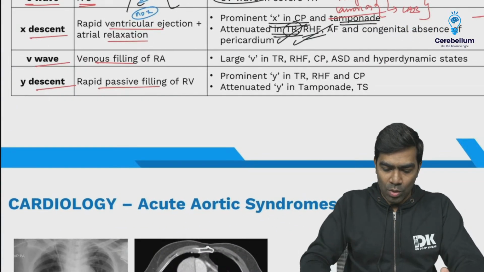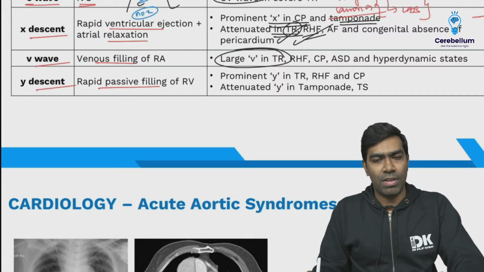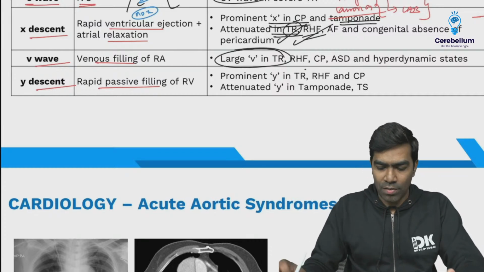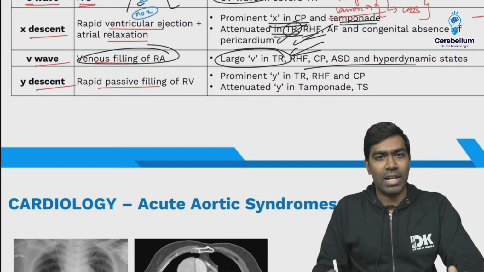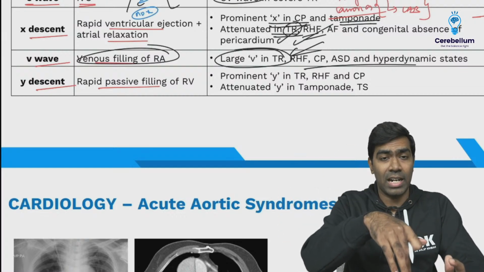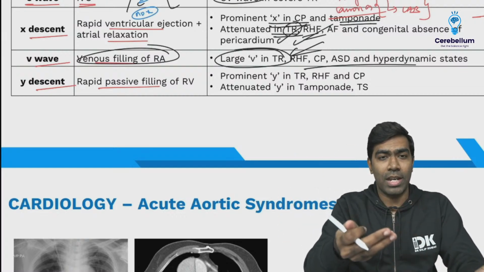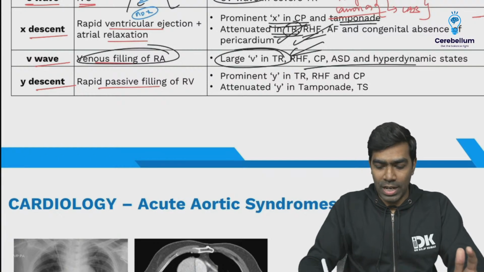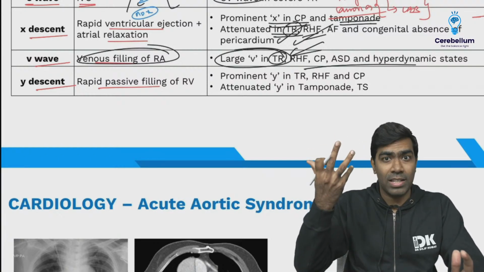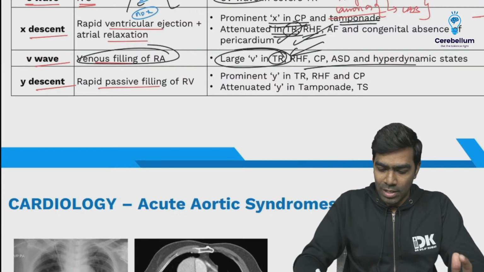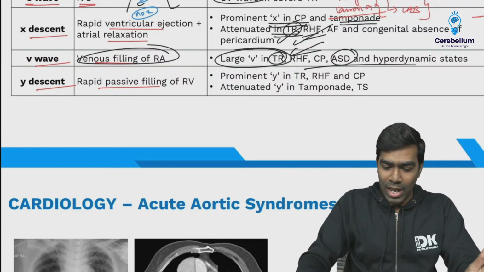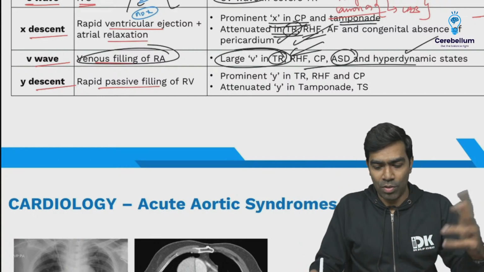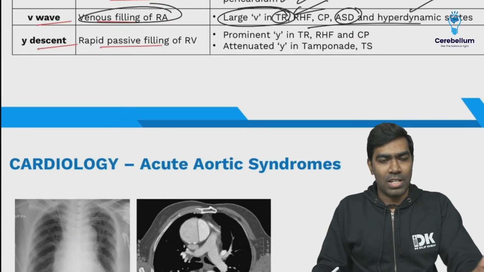So what about V wave? I told you already, the most important cause of large V wave is going to be tricuspid regurgitation. Even though there are plenty of other causes, the most important cause is tricuspid regurgitation. So, you know, V wave is due to venous filling of the right atrium. So if something else fills the right atrium, you're going to get a large V wave. In tricuspid regurgitation, the ventricle is filling the right atrium from below. In ASD, the blood is coming from the left atrium to the right atrium. In all hyperdynamic states, there will be too much circulation and blood flow. That's the reason you're going to see a large V wave.